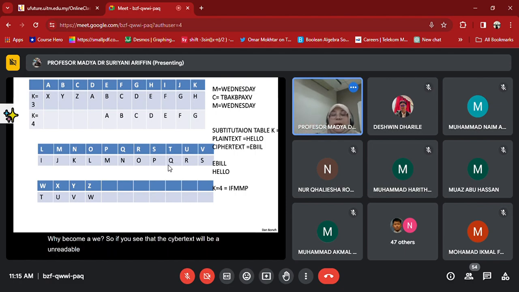Tak boleh baca pun. Kan? Unreadable message. With a key adalah 3. Key dia kata shifting. Shift, 3 shift ke depan. Shift lah. And then dia pusing balik lah Z. C tu become Z. Pusing balik. Tak cukup pusing balik. Okay.